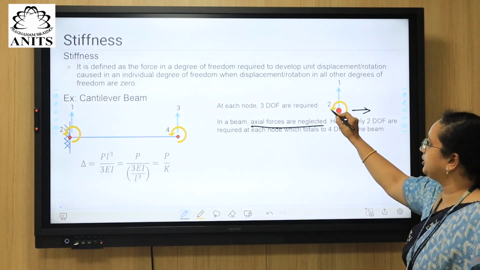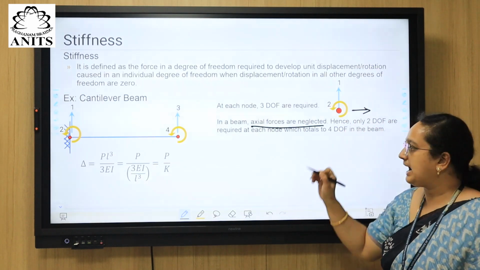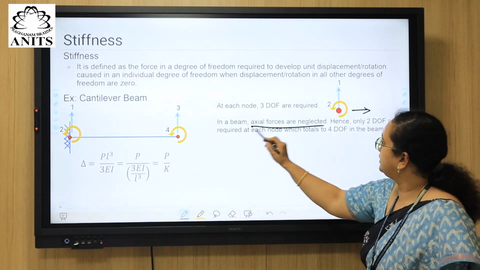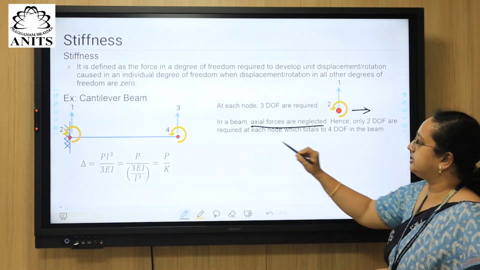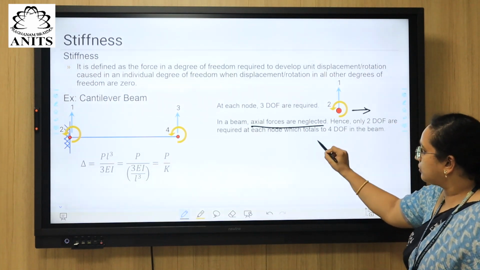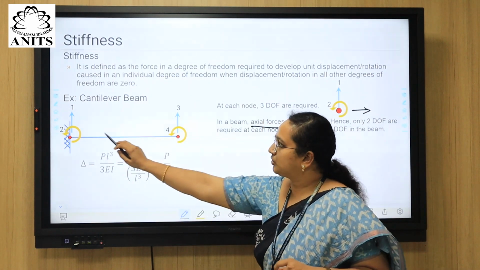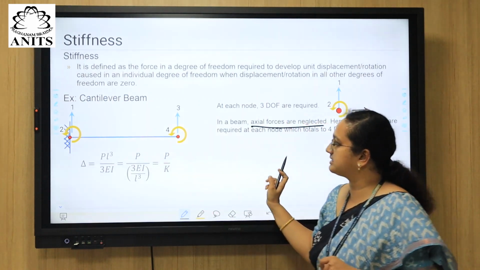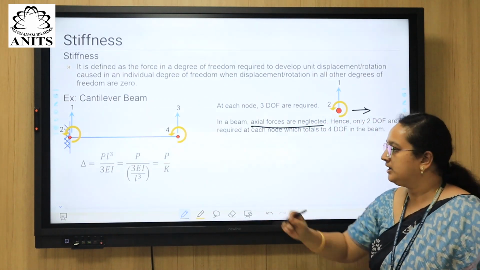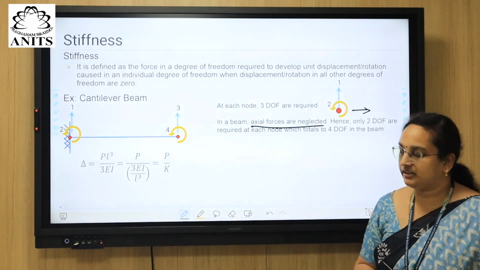So we are left with only two degrees of freedom at each and every node, right? Hence only 2 degrees of freedom are required at each node, which totals to around 4 degrees of freedom in the beam, right? There are two nodes, two at each node will result in 4 degrees of freedom for this particular cantilever beam, right?